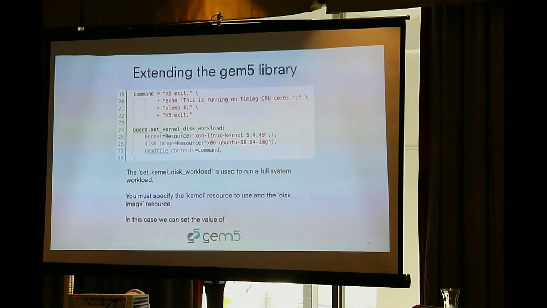We'll return to the Python script. And from there, we can do processor.switch to switch our processor out to the more detailed processor. Run simulator.run again, which will run, in this case, echo. This is running on the timing CPU cores, which I don't think is true, actually. It's going to be running on the O3 CPU cores. Reminder to yourself to update this slide. It's going to sleep for 1 second of simulated time, and m5 exit again, which will exit the simulation for the last time.